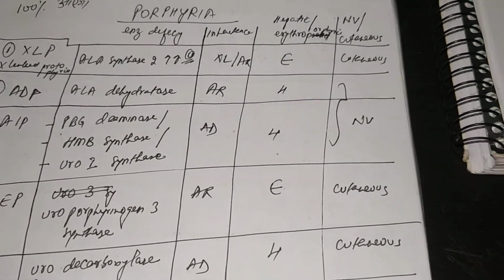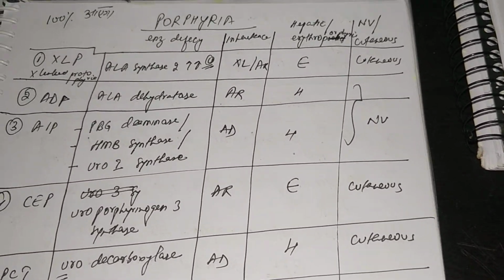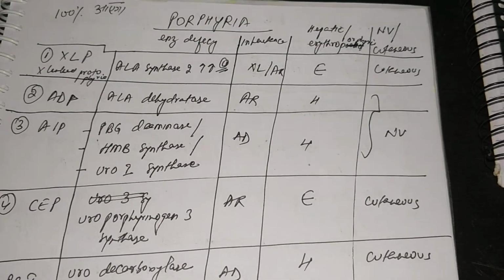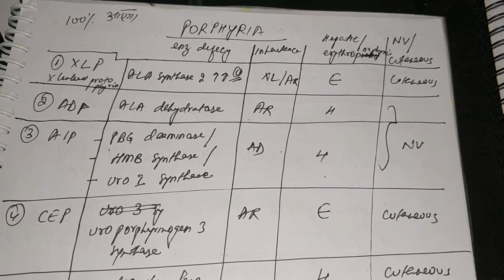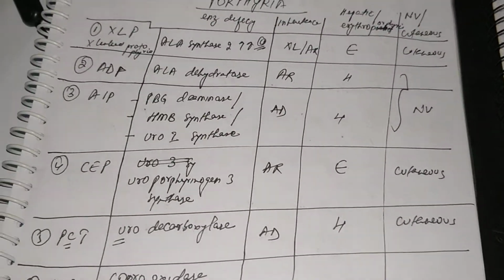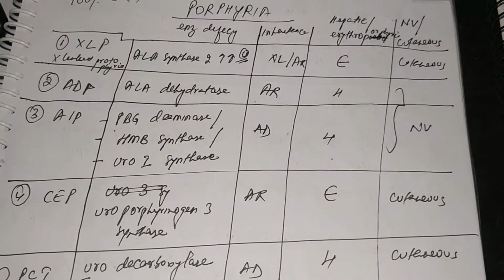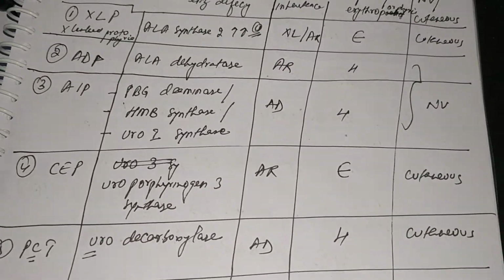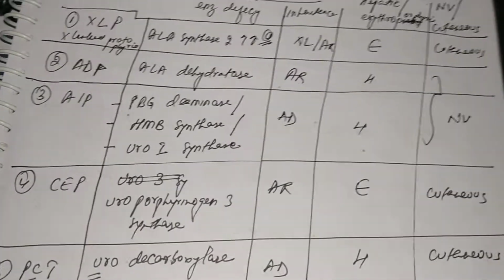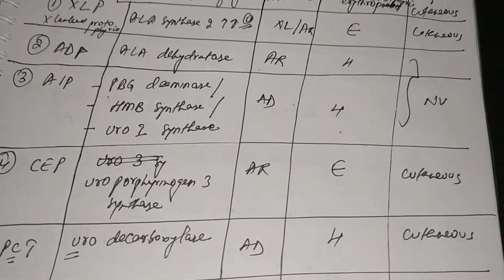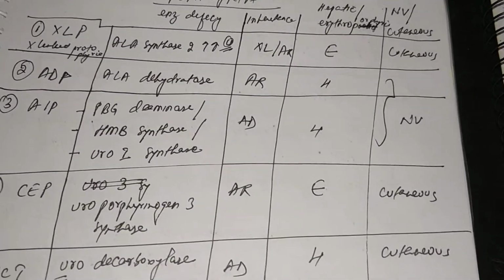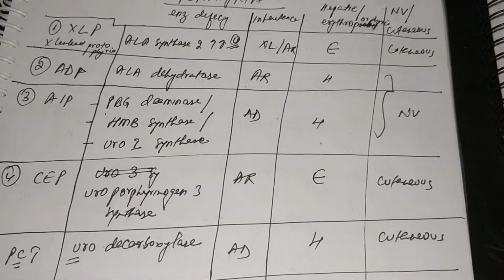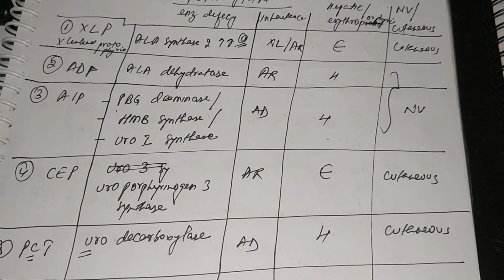Now the question they can ask you is what kind of manifestation you are going to see in all these porphyrias, whether it is neurovisceral or cutaneous. So just remember that X-linked protoporphyria has cutaneous manifestation. Wherever you find erythroid, the manifestation will be cutaneous, except in PCT, which is the only hepatic porphyria where you will find cutaneous manifestation.